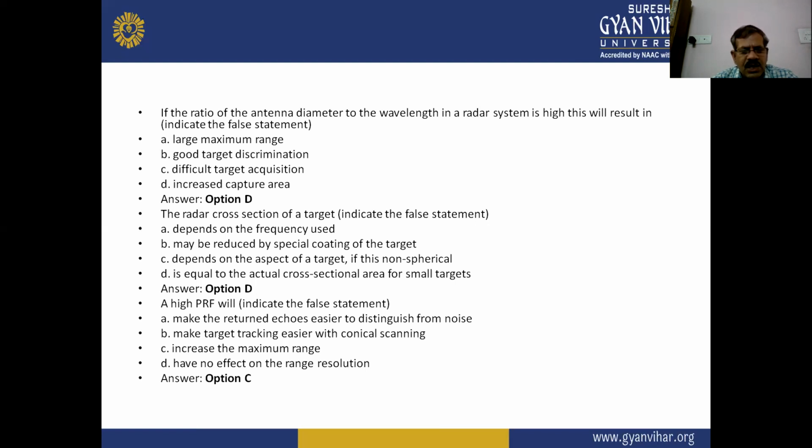So option A is true, make the return echo easier to distinguish from noise. B, make target tracking easier with conical scanning. C is not true, increase the maximum range. So here the false statement is option C. So the answer is C.